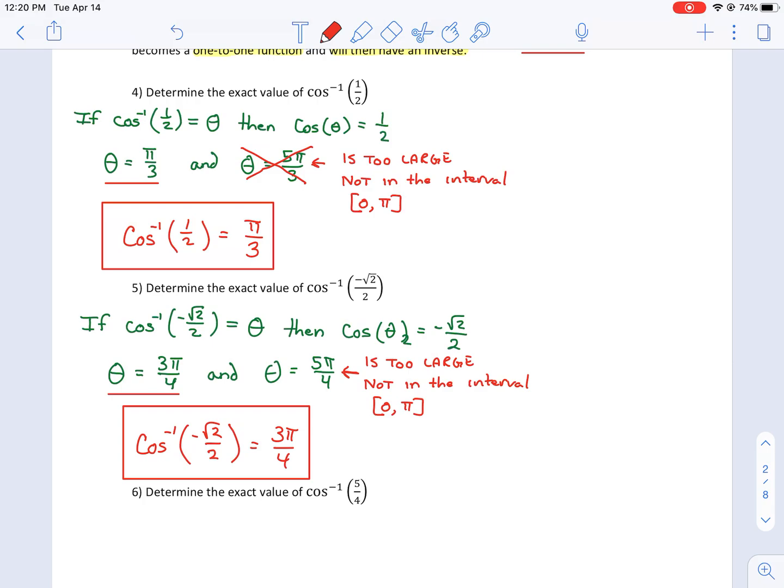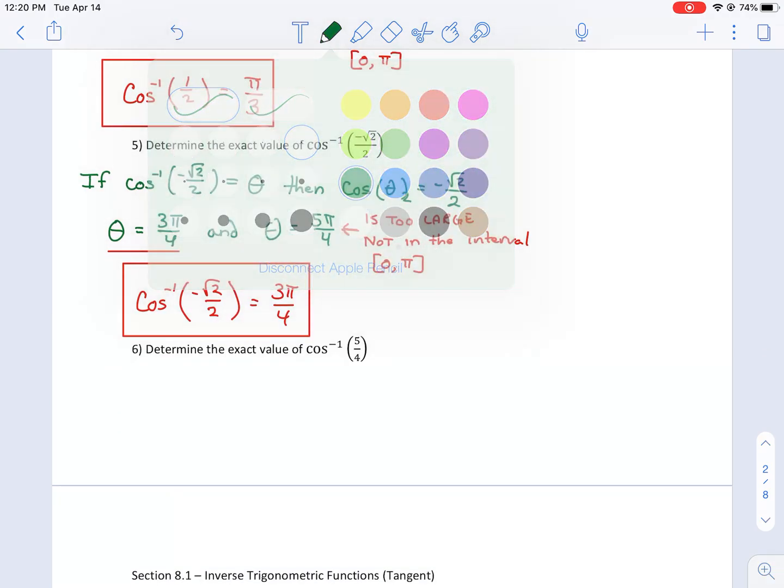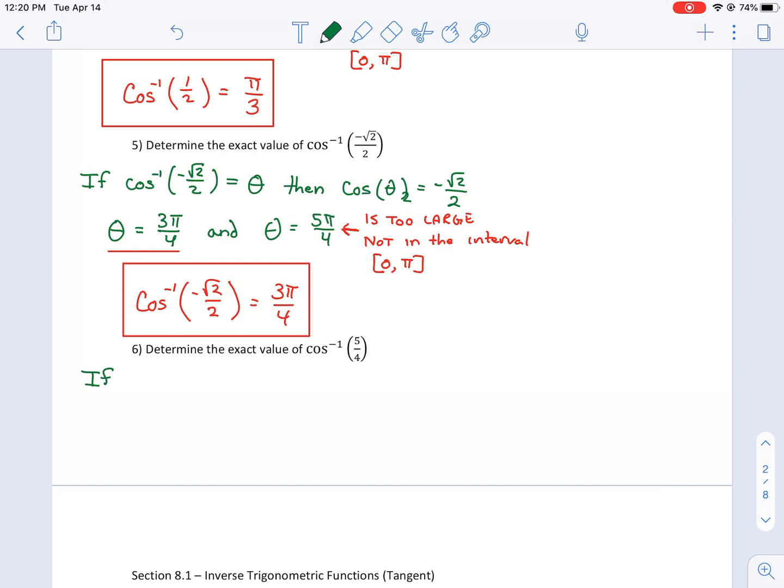Example 6. Determine the exact value of the inverse cosine of 5 fourths. So once again, I'm going to write out a sentence. If inverse cosine of 5/4 is equal to theta, then cosine of theta is equal to 5/4.